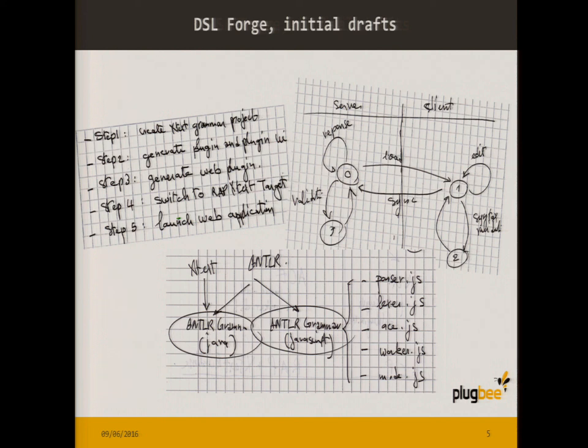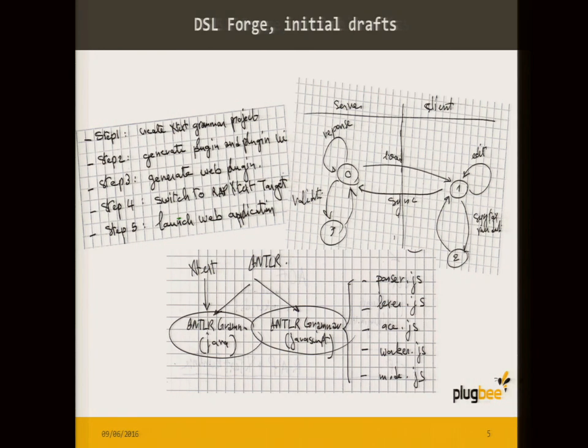I was attracted by the challenge, and I started defining a methodology on how to get this integration of Xtext and RAP. So I sketched 5 steps. Let's say you create an Xtext project, you generate the RCP artifacts, then you generate the web artifacts, you switch from the IDE target to the Remote Application Platform target, and then you launch the application.